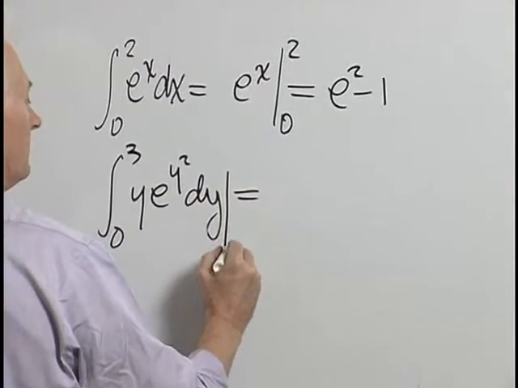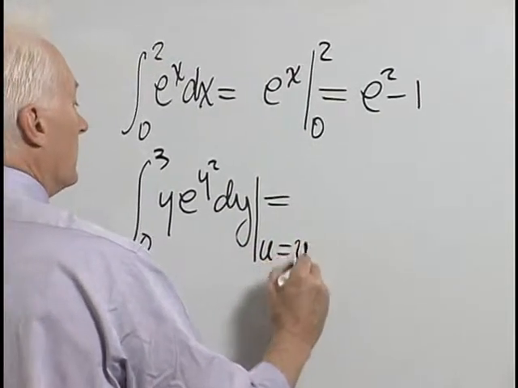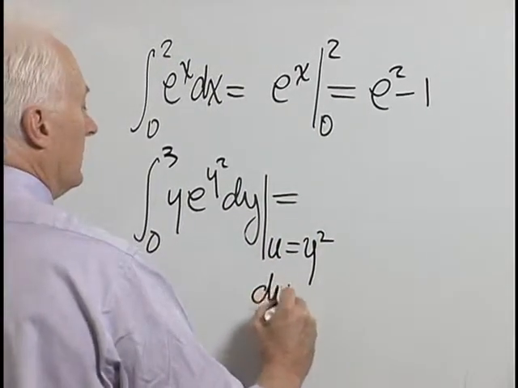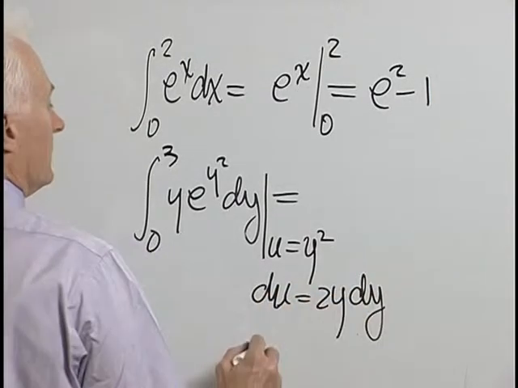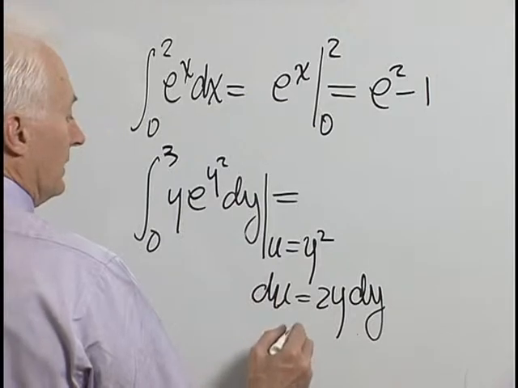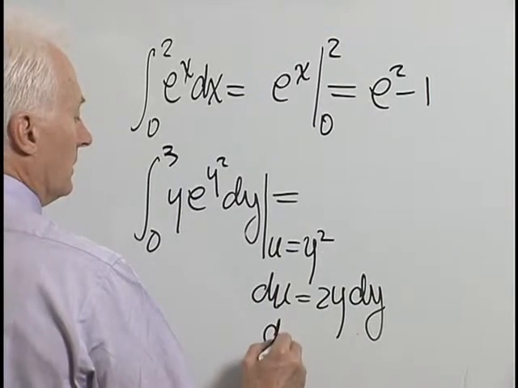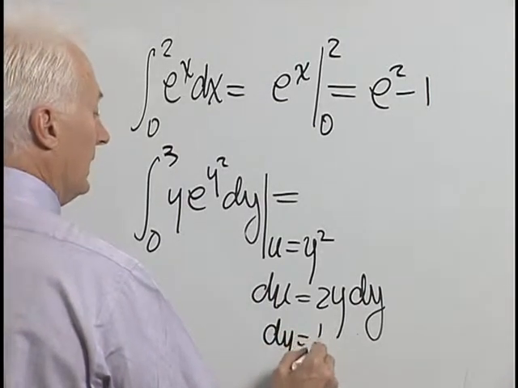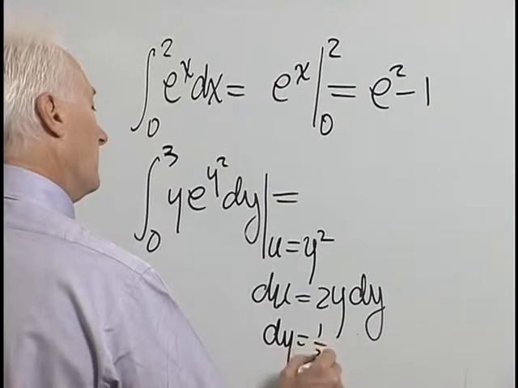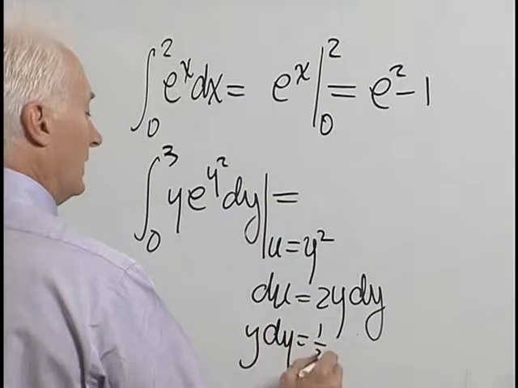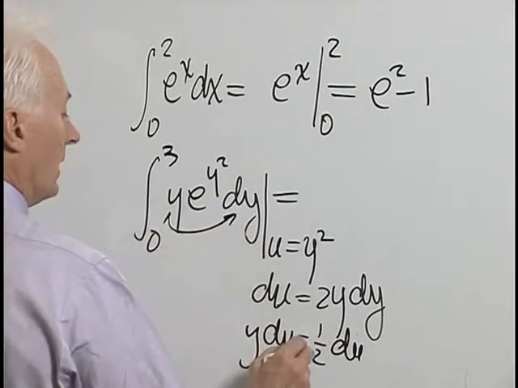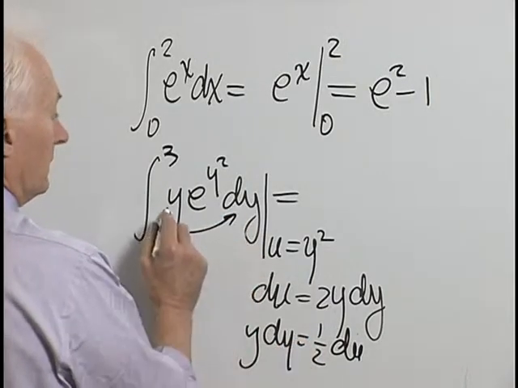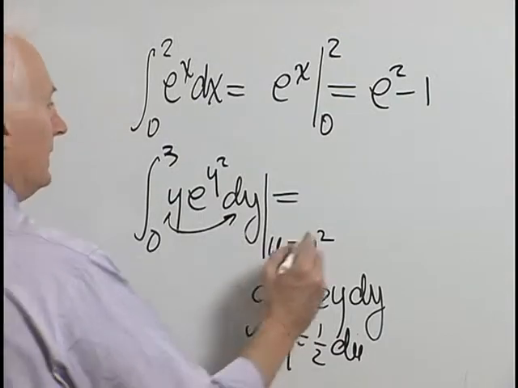Remember, that's an easy substitution. Set u equal to y squared. Du would then be 2y dy. And so consequently, y dy is 1/2 du. So here's the y to go with the dy, and together with the dy this is 1/2 du.